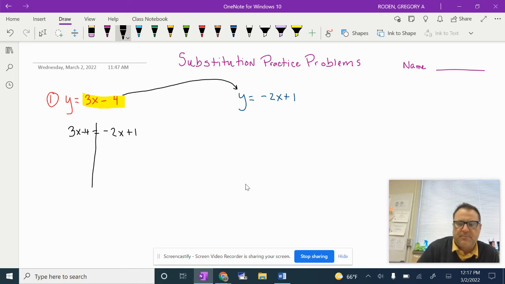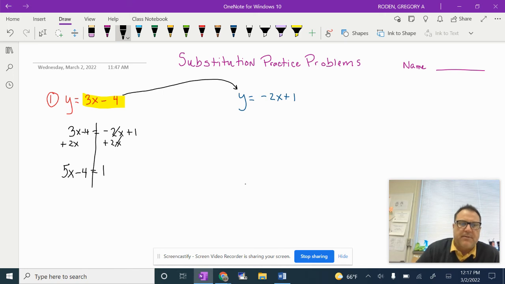I have variables on both sides. So when I have variables on both sides, I attack the weaker variable. Now, in this case, the weaker variable is negative 2x. So I'm going to add 2x's to both sides. 3x plus 2x is 5x. So this is 5x minus 4 equals, those cancel out, 1.